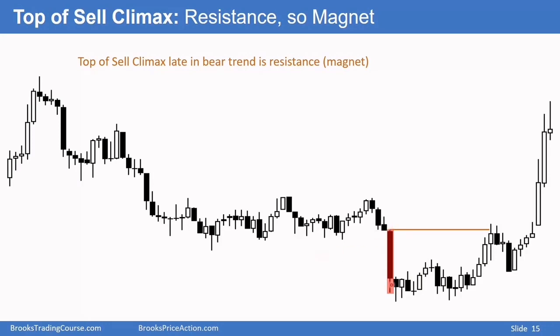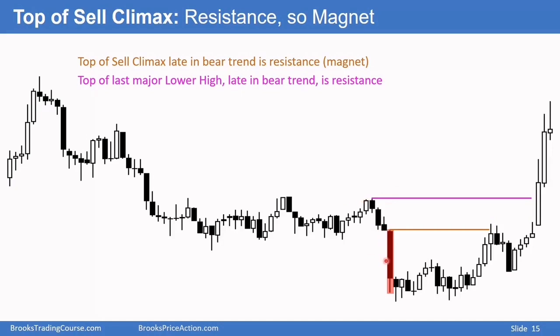The top of a sell climax bar late in a bear trend is a magnet. It's resistance. Everyone knows the market's probably going to get there. This is more likely an exhaustive end of a bear trend than a measuring gap, the start of a new leg down. The biggest bear bar, 20 or more bars into a bear trend, probably an exhaustive end of a trend, and therefore the top of the bar is a magnet.